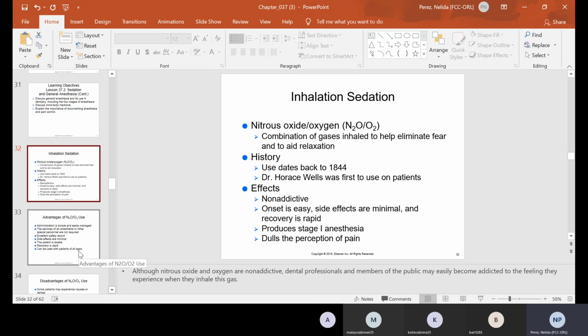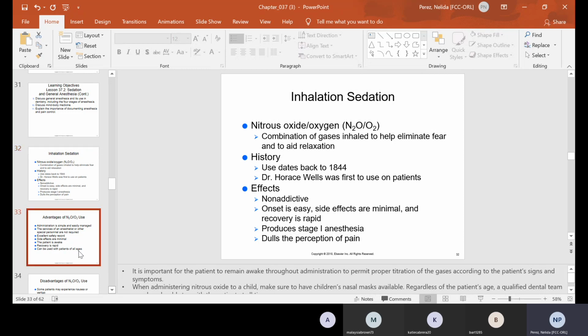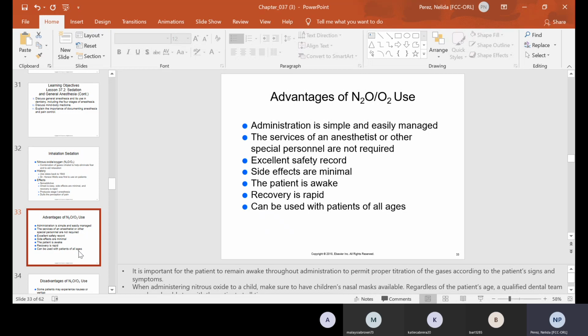Now, I'm pretty sure you've seen these things on TV. They show it a lot, like laughing gas. We have to be really careful about using this, and we'll talk a little bit more about it. But the advantages are that administration is simple and easily managed. The services of an anesthesiologist or other special personnel are not required. Excellent safety records, side effects are minimal, the patient is awake, recovery is rapid, and it can be used with patients of all ages.